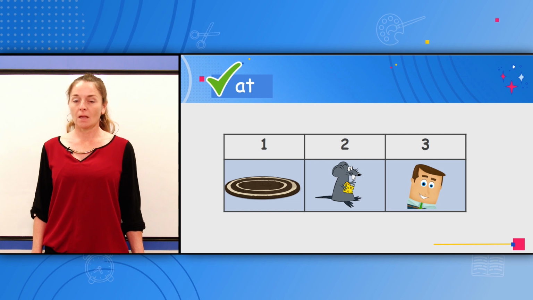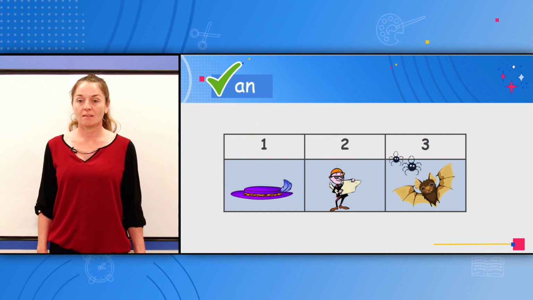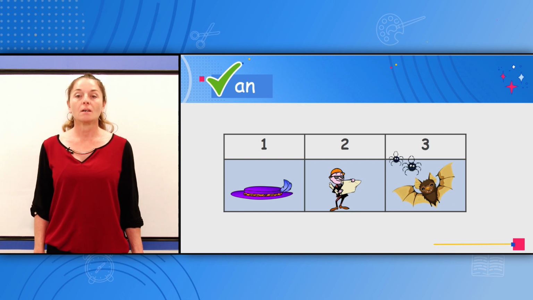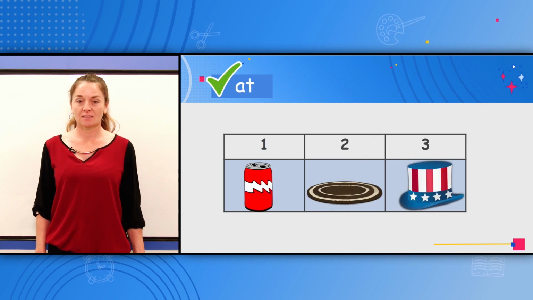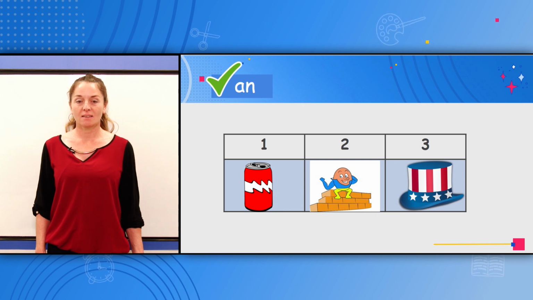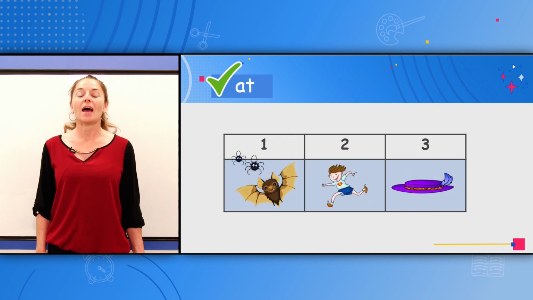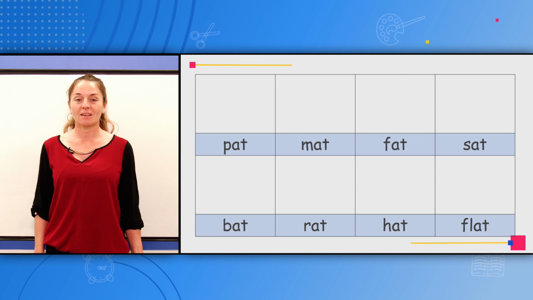At. Two words. Mat and rat. An. Only one word. Plan. Very good. At. Again. Mat and hat. An. It is a can. Super. At. Two words. Very good. Bat and flat.